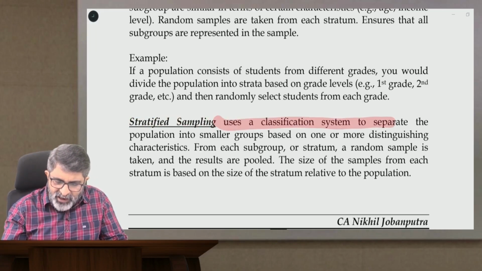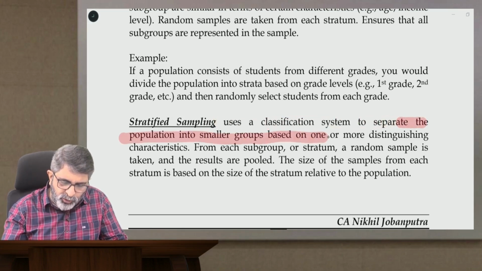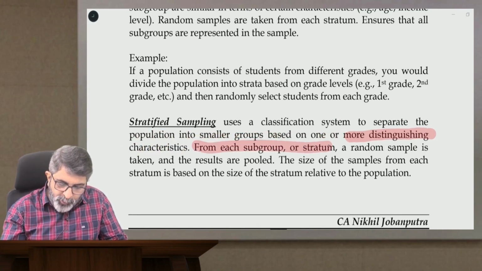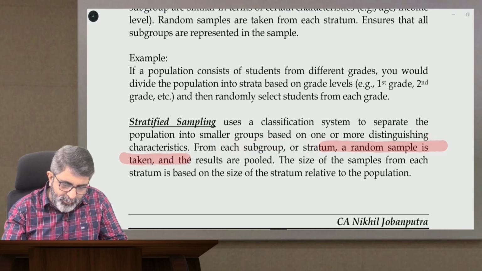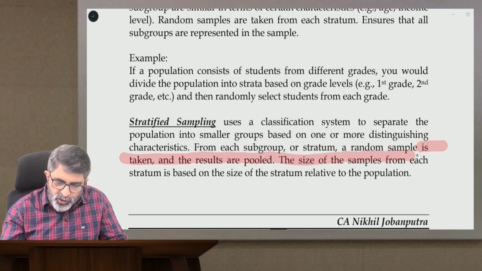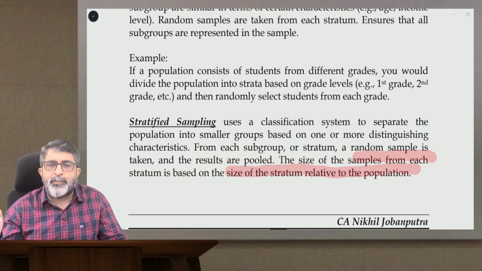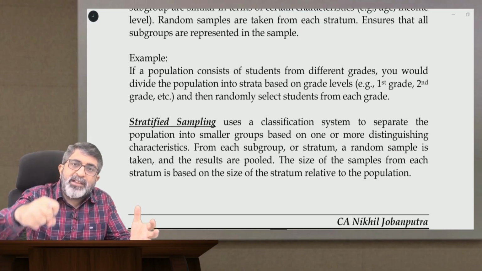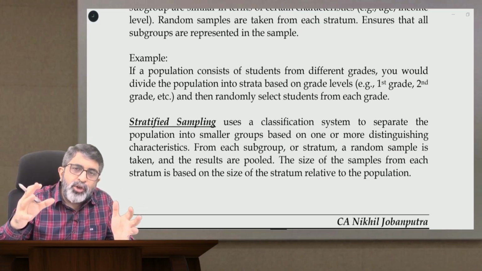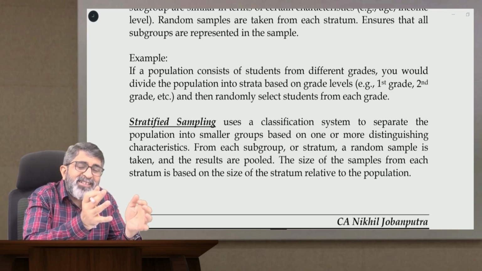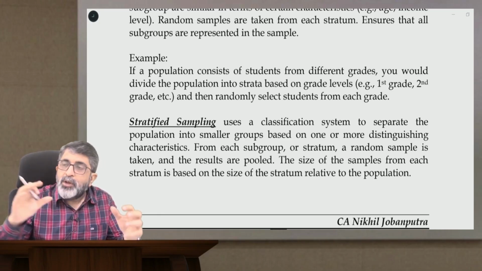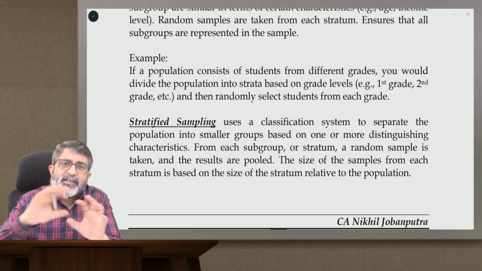Stratified sampling uses a classification system to separate the population into smaller groups based on one or more distinguishing characteristics. From each subgroup or stratum, a random sample is taken and the results are pooled. The size of the sample from each stratum is based on the size of the stratum relative to the population. So the simple logic is, if the stratum size is big, the sample that you pull out from that stratum should also be a little big. If the stratum is small, then the sample that you pull out from that also should be smaller. You are going to again pull all your samples together.